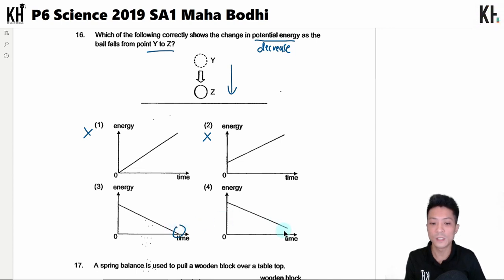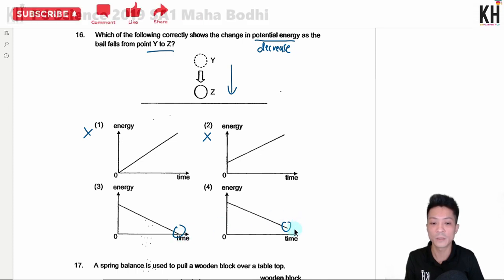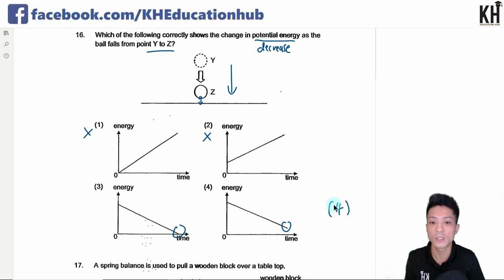The difference is at the end, the potential energy for 3 is 0. And then for number 4, there's a bit of potential energy. Okay, because there is a small gap over here, there's a small distance from the floor. So there will be some potential energy, okay, in the ball. So the answer would be number 4.